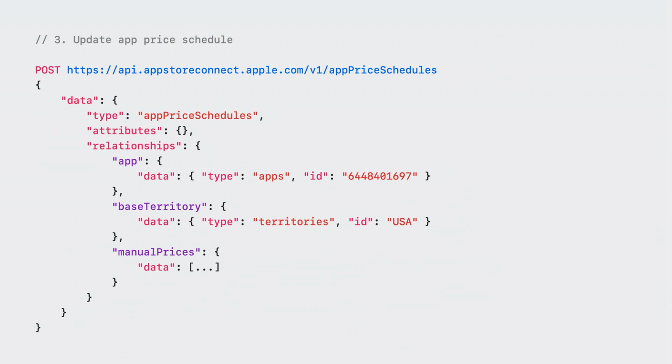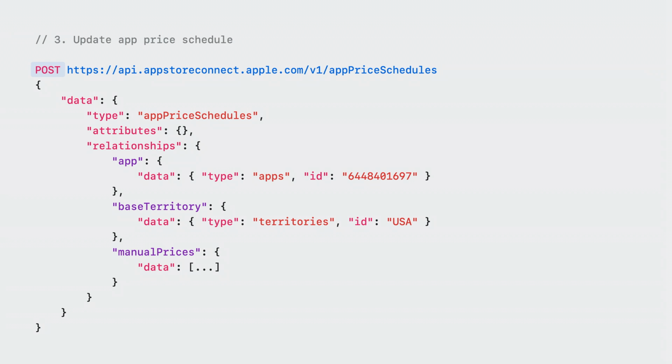Next, I will need to update the app price schedule with the Post App Price Schedules API. App price schedule doesn't have any attributes, just 3 relationships. First, add the app ID in app relationship. Next, specify the base country or region's ID in base territory relationship. I will use USA. Finally, I need to define the menu prices for the base country or region.